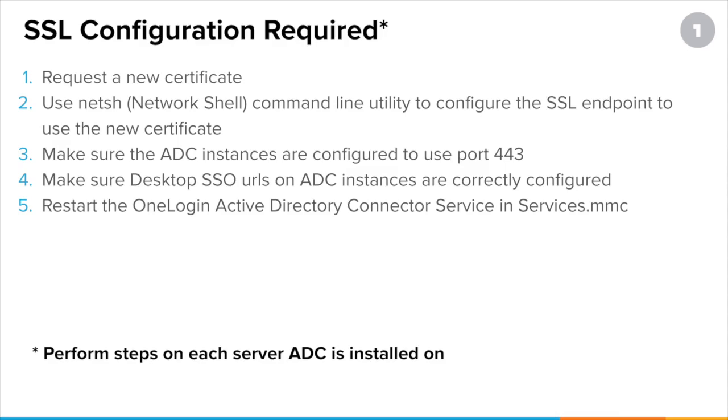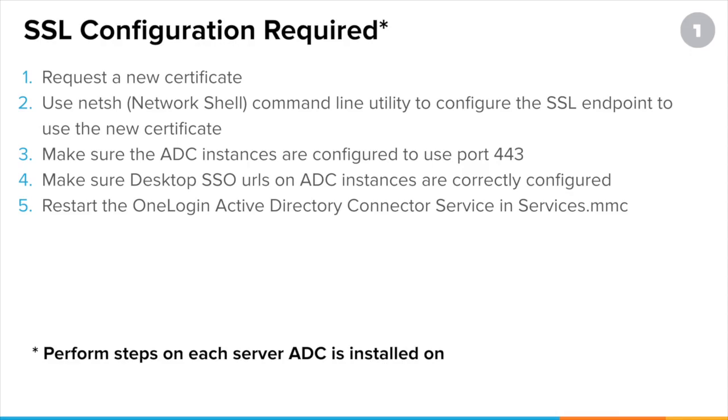And you'll need to perform all of these steps that I've outlined here on each one of the Active Directory Connector instances. That means each one of the systems that you install the Active Directory Connector software on. So, what are the steps? First, grab the certificate. Then, use the network shell or netsh command utility to execute a lovely command that will basically add an SSL endpoint using that new certificate you just requested.